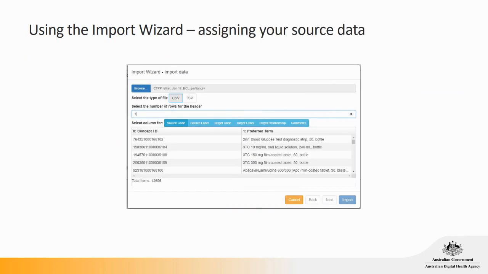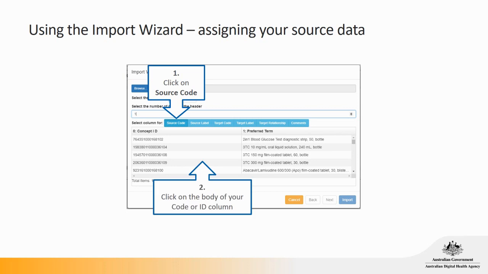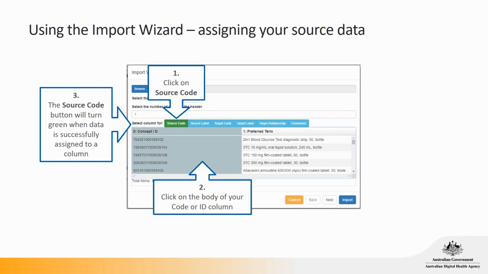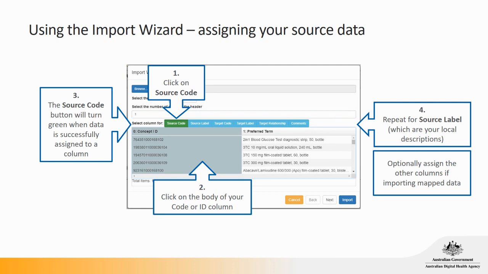Now the next part is to assign which column in your source data should be loaded into which column in SNAP-Map. The minimum you need to import are your source codes and source terms. So the first thing to do is to click on the source code button, and you can see the button looks depressed. And then you click anywhere in the body of your code or ID column. The source code button will turn green when data has been assigned to it. Then you repeat for the descriptions, that is, you click on the source label button and then the body of the column that contains your descriptions, and the source label button should also turn green.